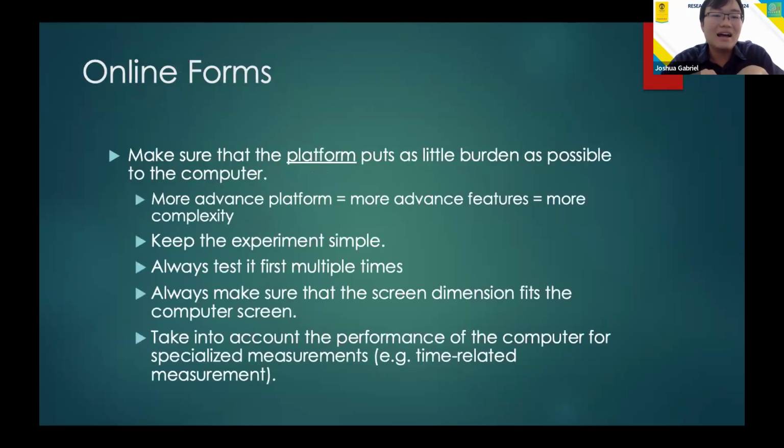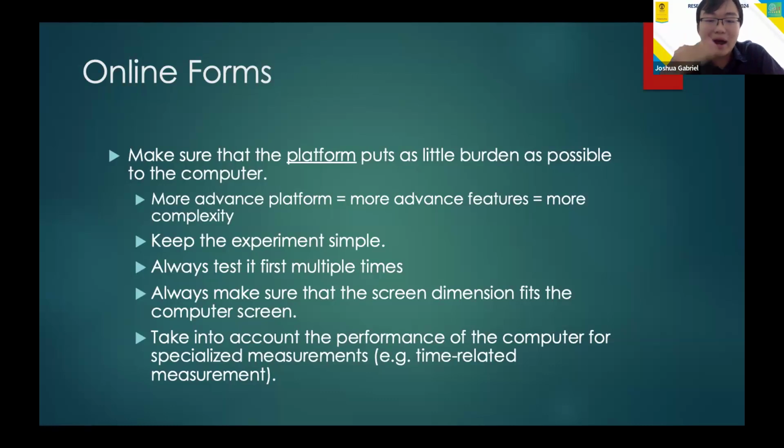And then with online forms, what are the things that we need to take care of? First of all, it's important that we choose the right platform, because our platform limits what we can do. Some platforms, like Qualtrics, for example, only allow you to display pictures, maybe audio recordings, and maybe videos. Some more advanced platforms, like OpenSesame, might allow you to conduct more advanced data collection.